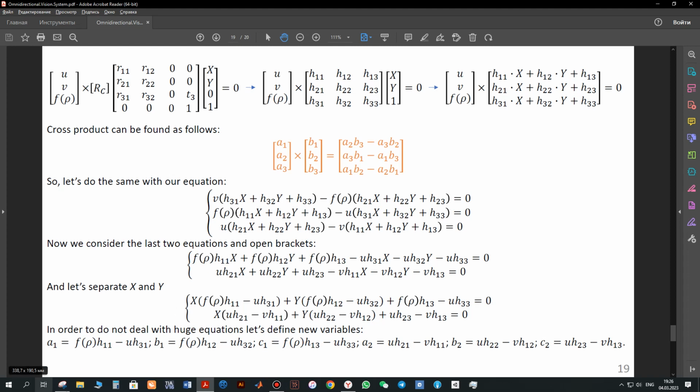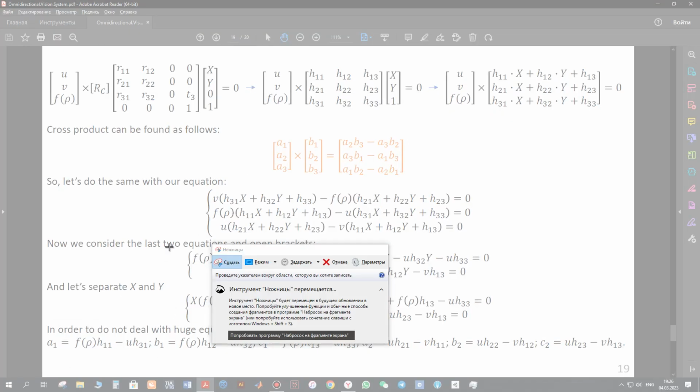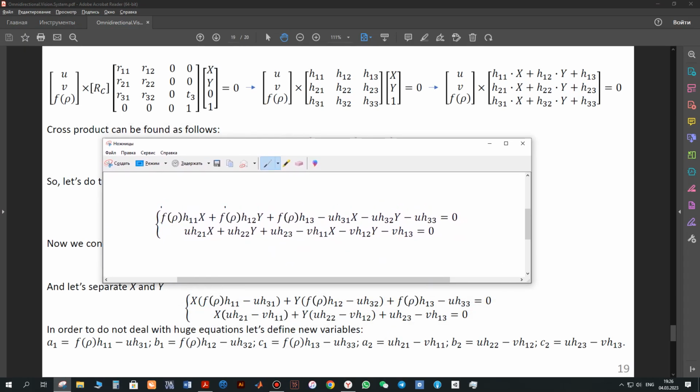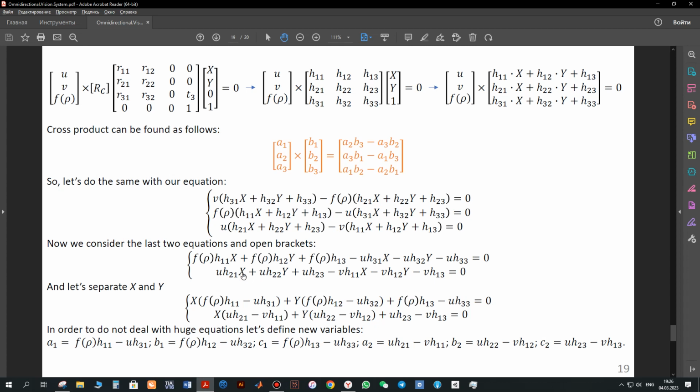So here we search for every element which has x. For example, x is here, x is here, so we have these two elements. Next we search for y, so we separate this part, that's what we have inside brackets, and these separate elements plus minus this element. Similarly for this equation, we also separate x and y and the rest of the elements.